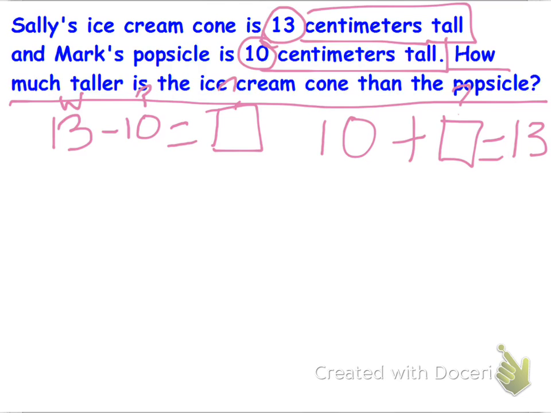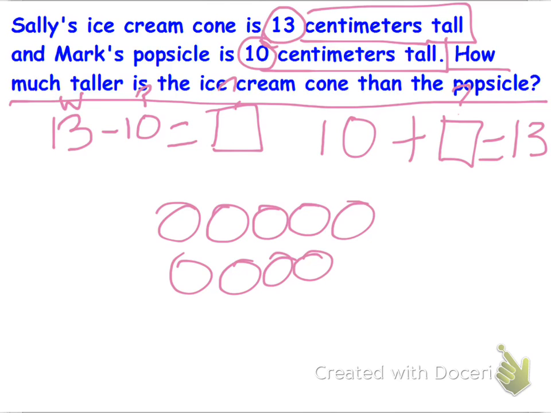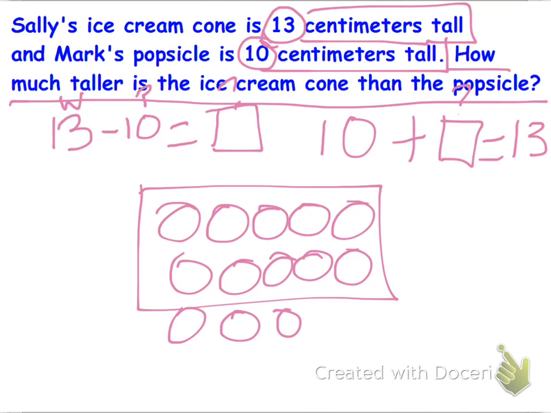So, looking at this, we can draw our whole, which we know that we're using 13, that bigger number, as our whole. So 13. Boxing in 10. Now 10 is our other part. So we're just going to circle 10. How many is left? 1, 2, 3. 3 is what's left. So 13 minus 10 equals 3, or 10 plus 3 equals 13.